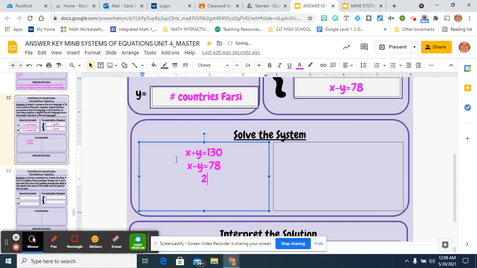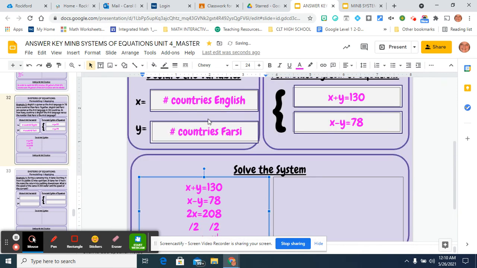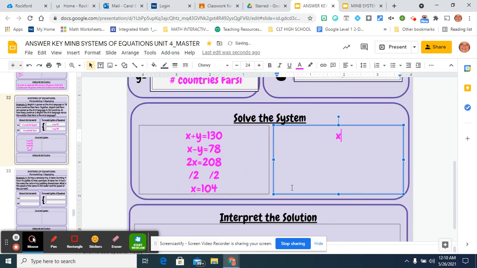The y's will drop out, leaving us with 2x equals 208 countries. So if we divide both of those by 2, we'll get x equal to 104. So now we can just bring that over. We would have 104 plus y equals 130. So subtract 104 and we get y equals 26.